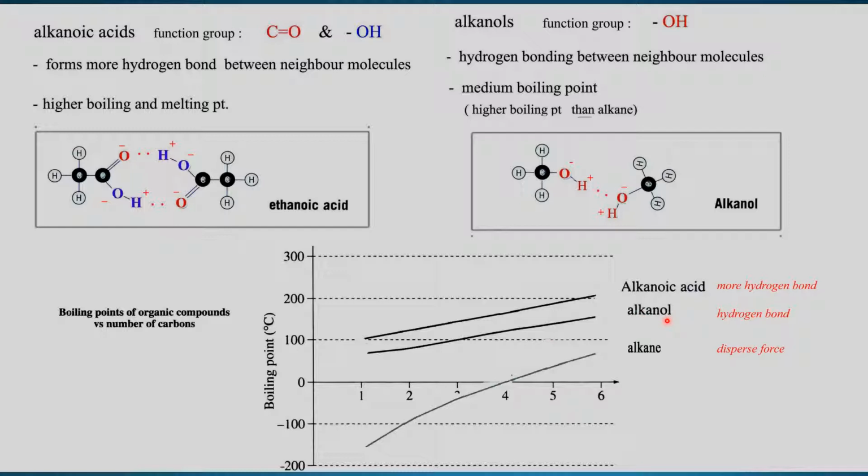Alcohol, you have an OH, so you form hydrogen bonds, which raises your temperature by 100 degrees more. Now we learn the alkanoic acid, today's topic. They form more hydrogen bonds. More hydrogen bonds cause them to have an even higher boiling point than alcohol.